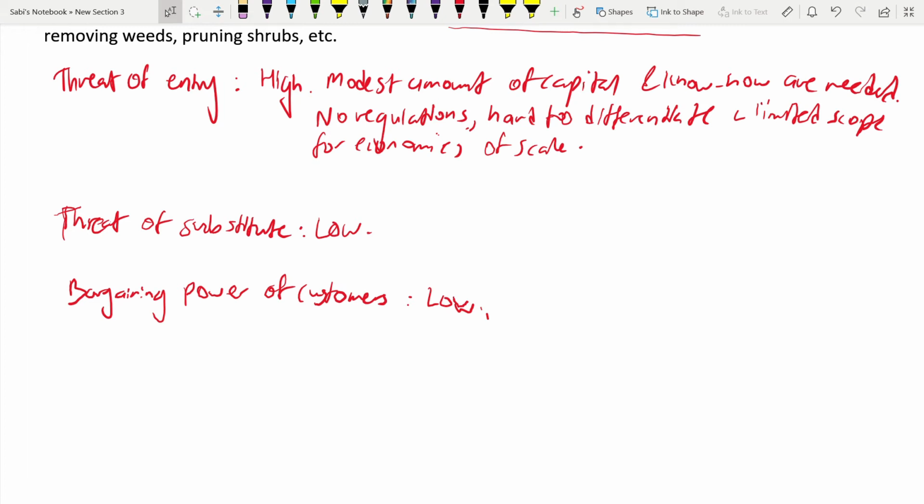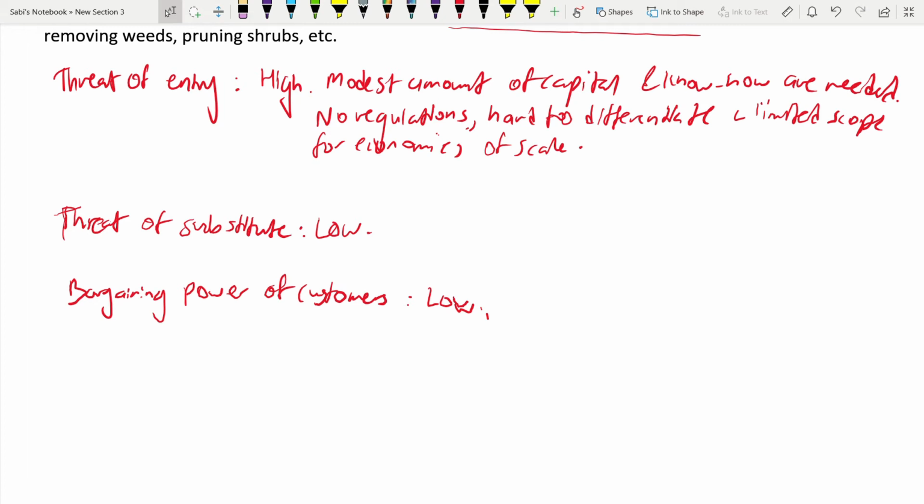Quality is perhaps not a vital component of the service. Quality is not so important here. Whatever quality you give, it's fine. If quality is not so important, bargaining power of the customer is also less. Where quality is very important, bargaining power of the customer will also be high.